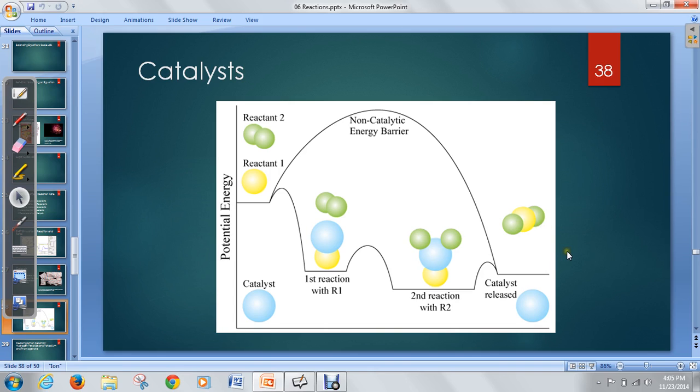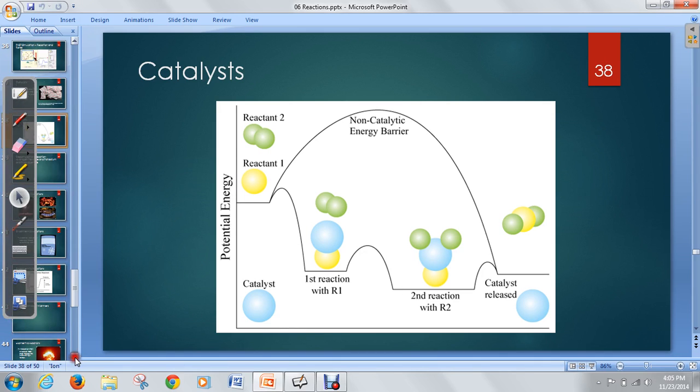Okay, so again, hopefully that makes sense. But if not, the main thing you want to understand is that the catalyst's job is to make the reaction occur easier and faster, without actually being absorbed in the reaction. Okay?